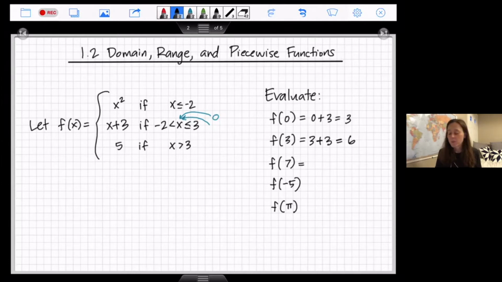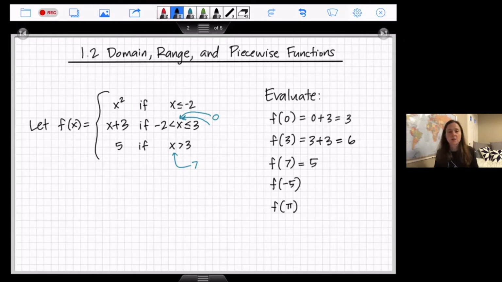7 is a number bigger than 3, so 7 follows this rule here. So there's really nothing to plug into. There's no x in that formula. That third line of the function just says if x is bigger than 3, the answer is 5. Okay, so 5.